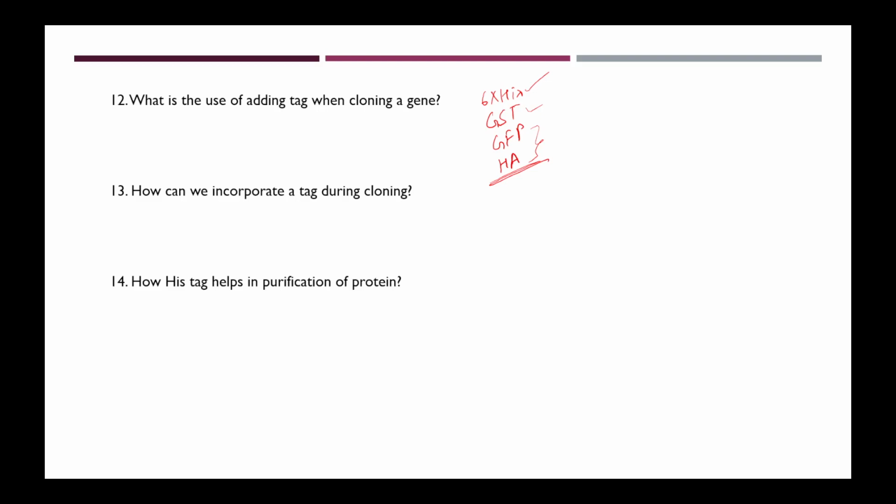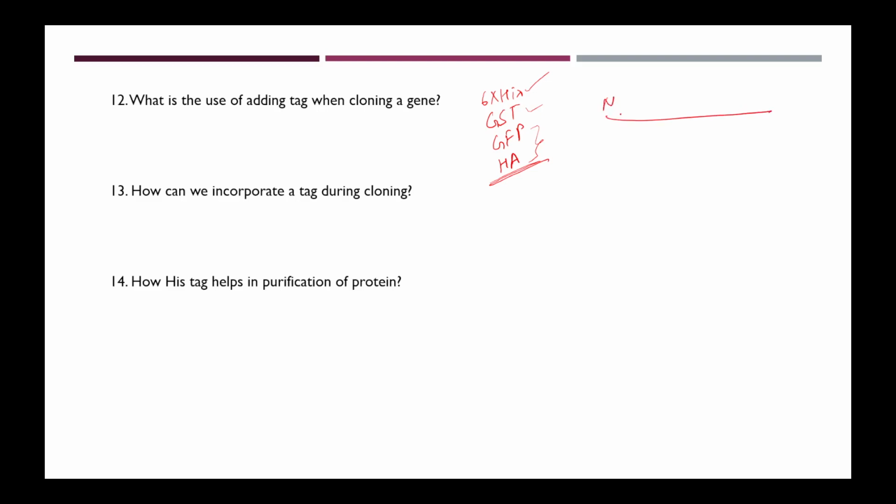Okay. So how can you incorporate a tag during cloning? Anyone know? By introducing codons of that particular tag. Yeah, and you need to maintain that ORF as well. Yes, ma'am. And suppose if you want to do the tagging in the C terminal of the protein, then what do you do?